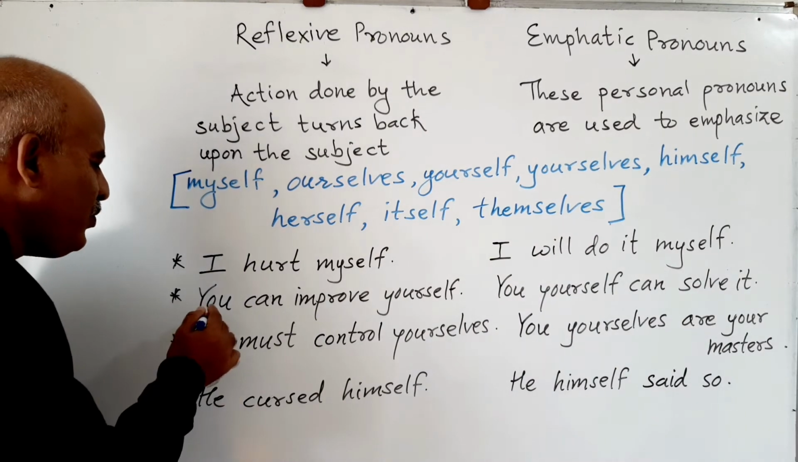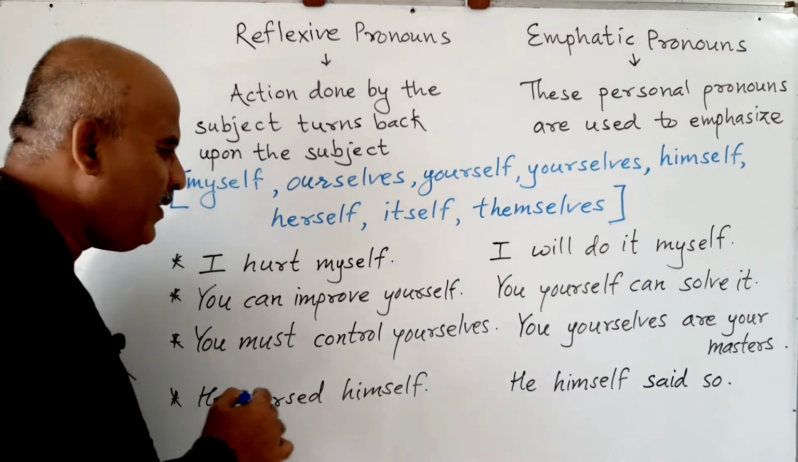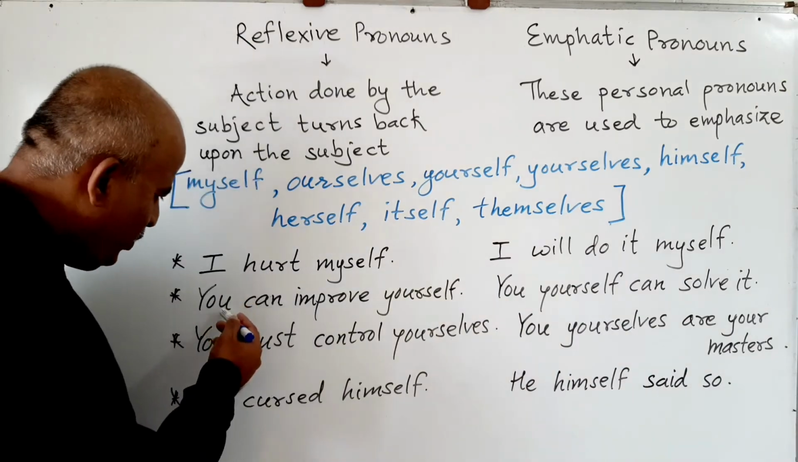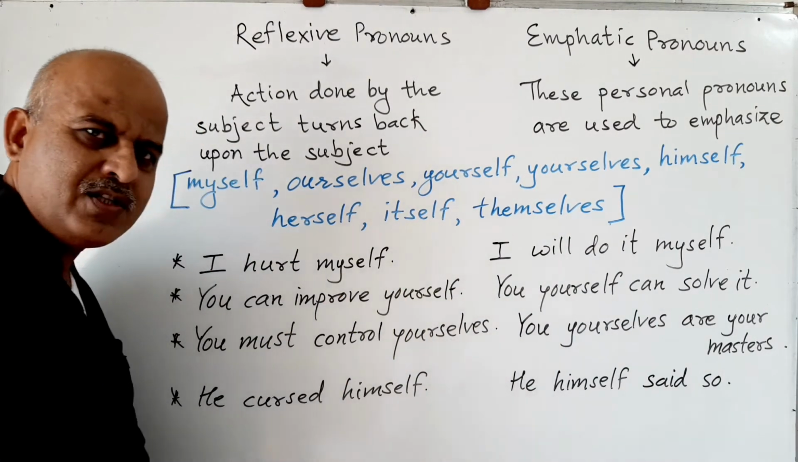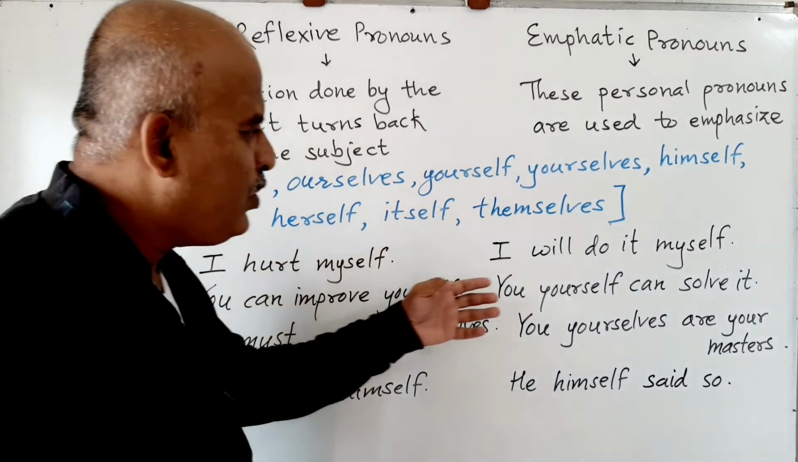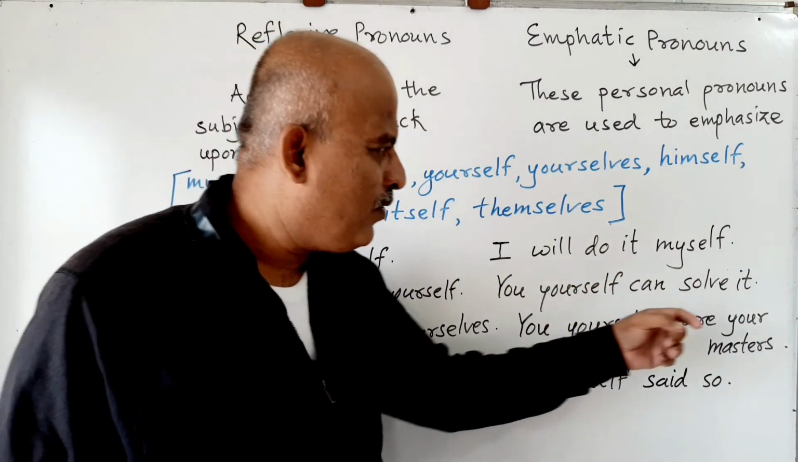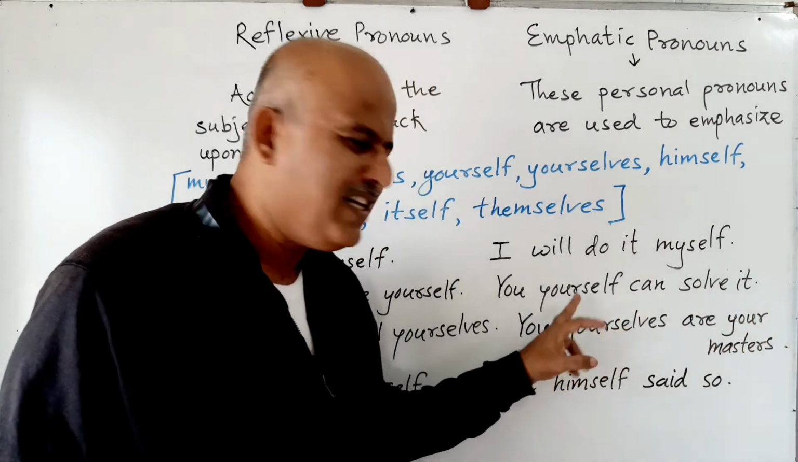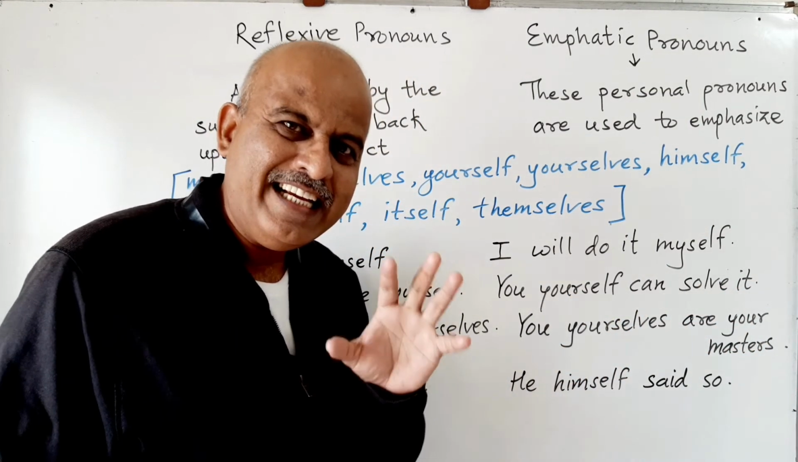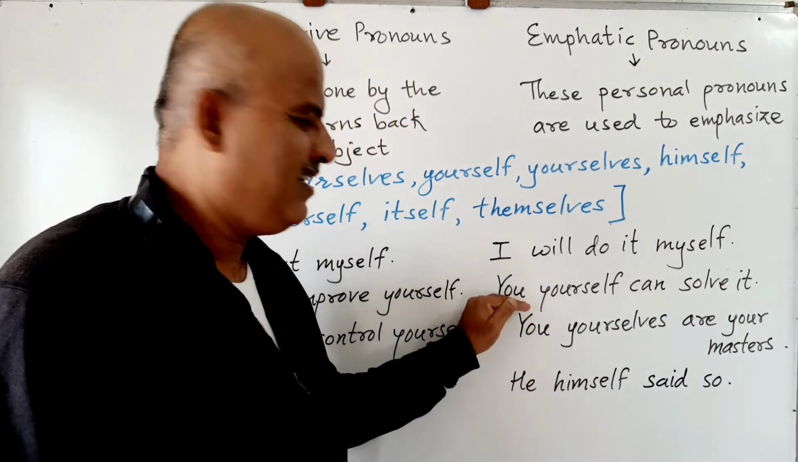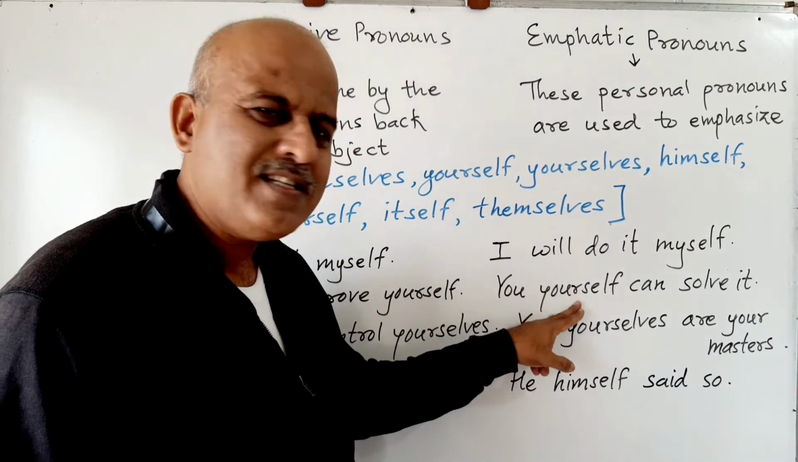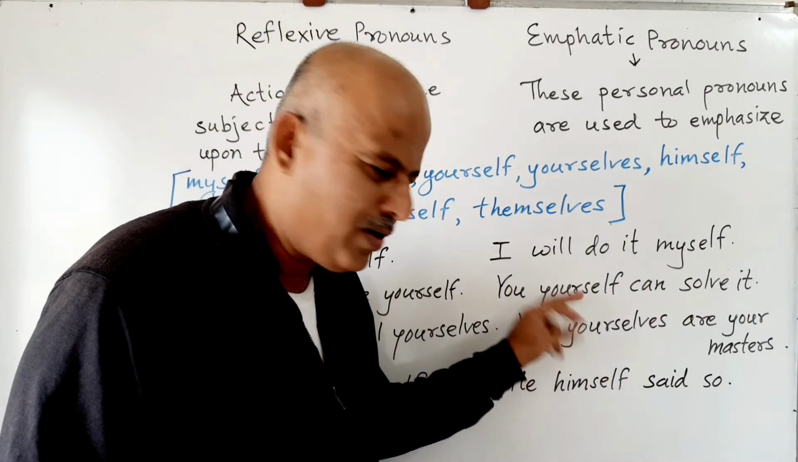You can improve yourself. Who is going to improve? You. Whom can you improve? Yourself. You is the subject, and you is the object. So it is reflexive pronoun. You yourself can solve it. Who is the subject? You. Who is the object? It. Yourself is not object. It is used just to stress the pronoun. And so this yourself is emphatic pronoun.